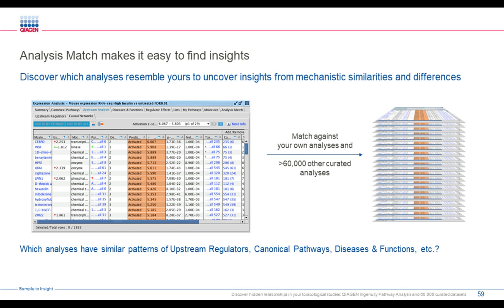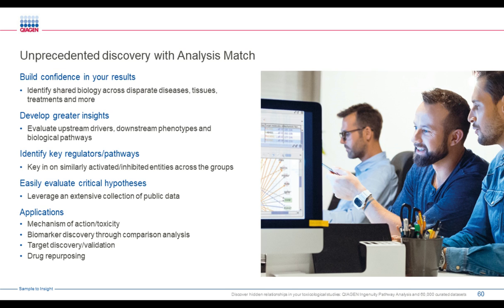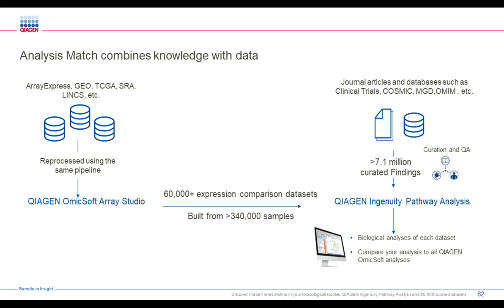Now, I told you many times since the beginning of this webinar that we have the possibility of comparing our own data set, let's say hepatocyte versus other, B cell versus other, to a set of 60,000 other curated expression comparisons. Here it's called analysis match. That helps us discover hidden biology by looking at other data sets. What's going on in other types? Can we identify key regulator pathways? Can we get greater insight? Can we have confidence in our results? And we do that just by comparing to the rest of the world.